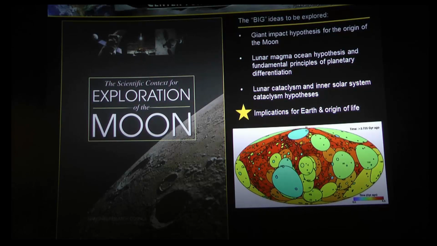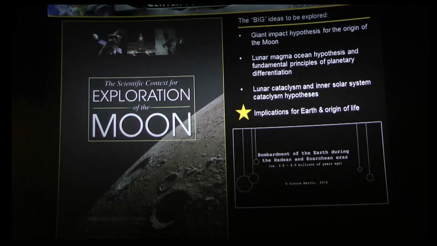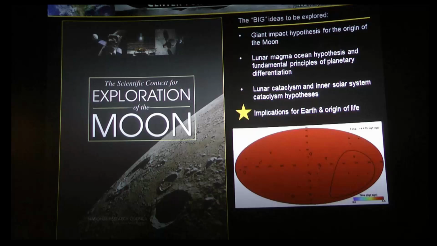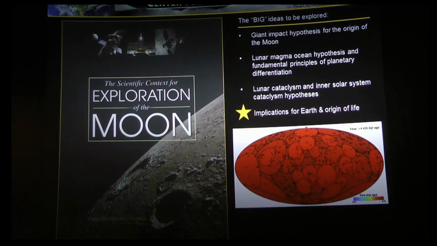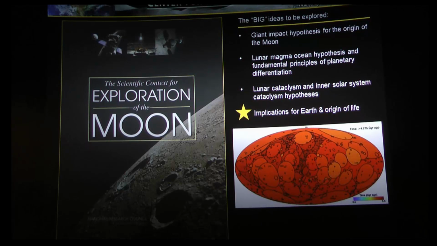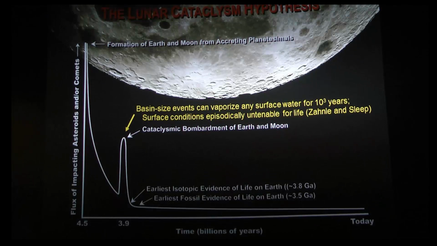I oftentimes go to meetings where they talk about the beginning of plate tectonics, and nowhere in these meetings are they evaluating the effect of some of these 5,000 kilometer diameter craters that are occurring on the Earth's surface at the same time. And as I said earlier, we have this question in our mind, did this flurry of impact events have something to do with the origin of life?